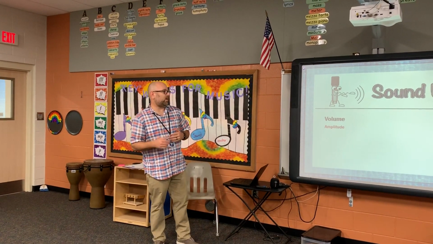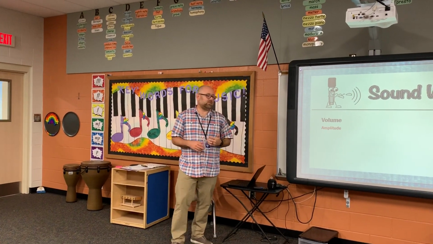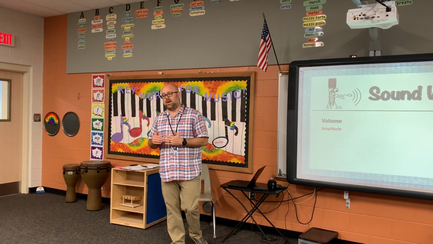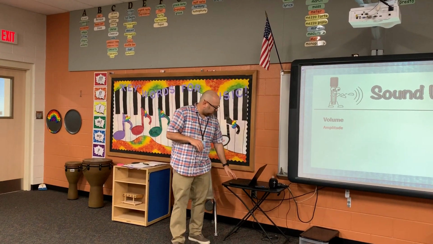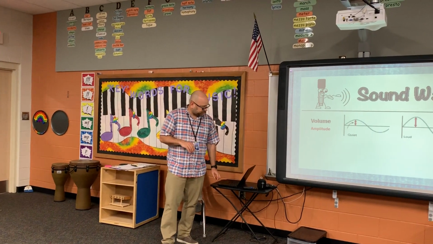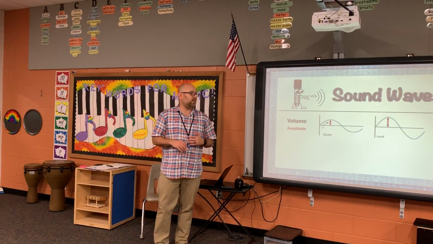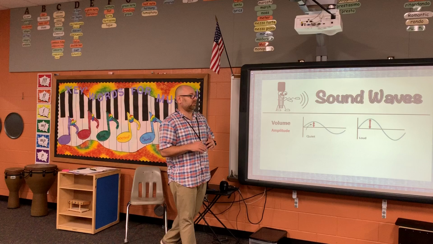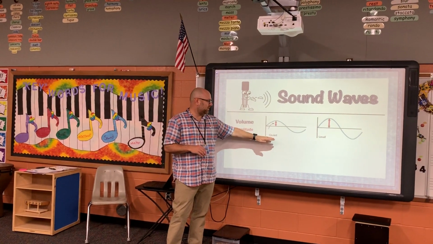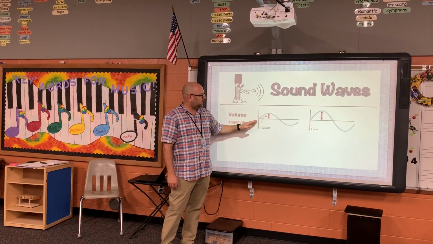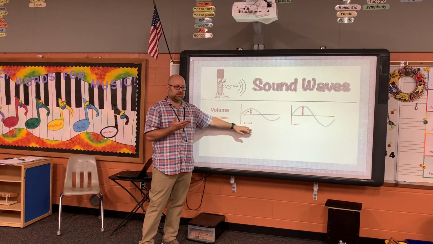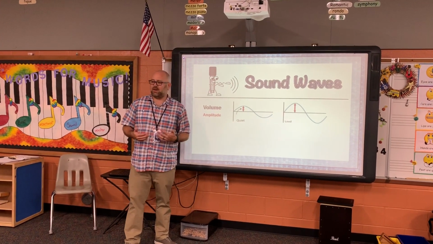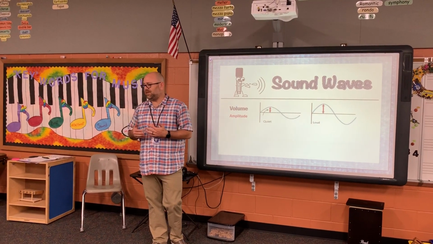So first, let's talk about amplitude. The word amplitude is volume. Volume is how loud or how quiet something is. And I want you to look at the board to see what that looks like on a graph, because in a little while you'll be graphing something. So first you have a graph that shows, if I am talking, like right now I'm speaking and I'm not speaking very loud, my amplitude is not very loud.